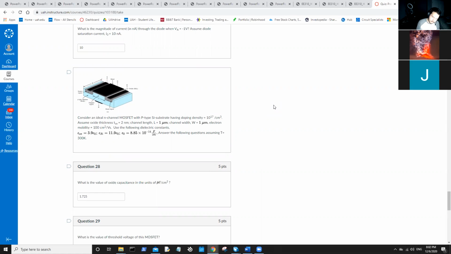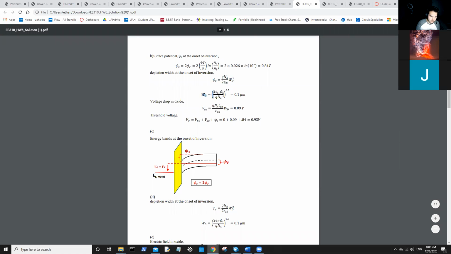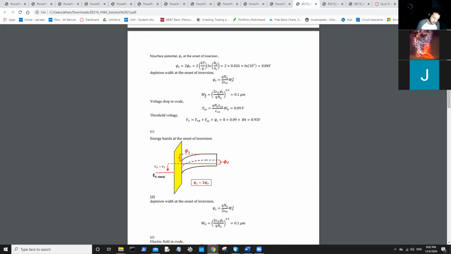Take that and plug it into this next equation in order to rearrange it and solve for WD, since we need WD to solve for the voltage in the oxide. So we do 2 times ESI, which is 11.9 times 8.85 times 10 to the negative 14th, times your surface potential, which is 0.84, all divided by 1.602 times 10 to the negative 19th times 10 to the 17th.